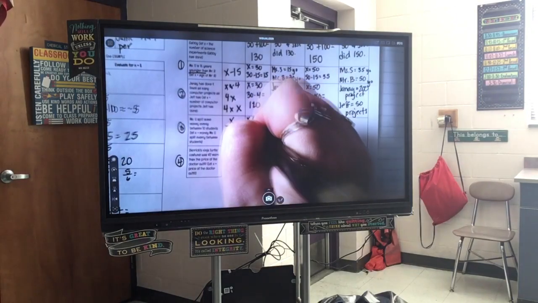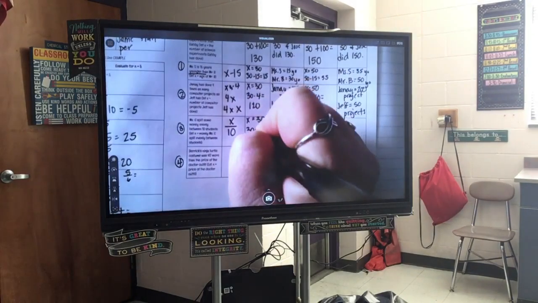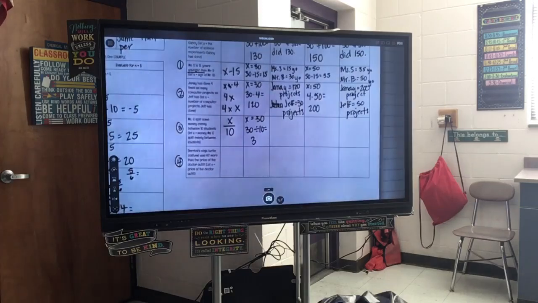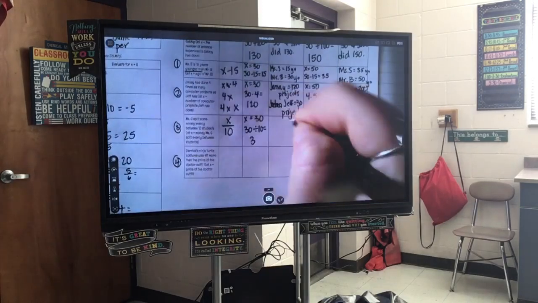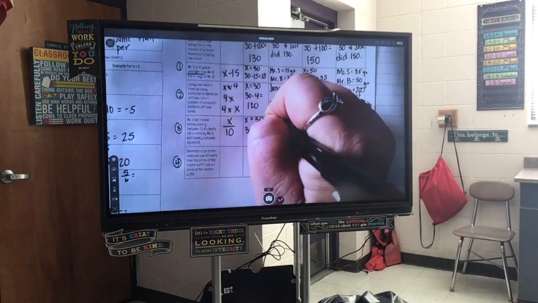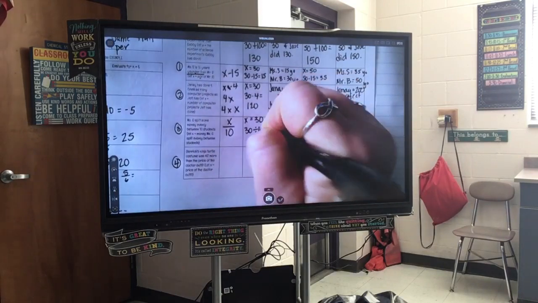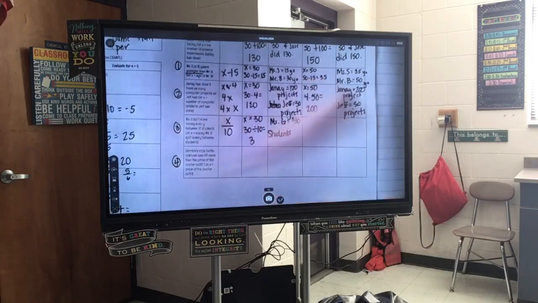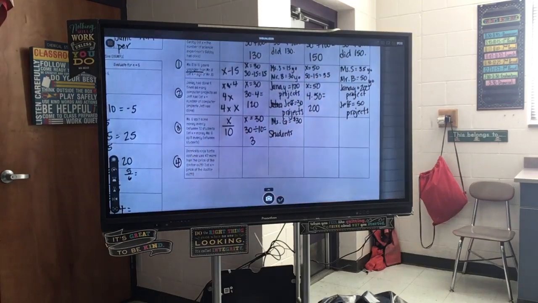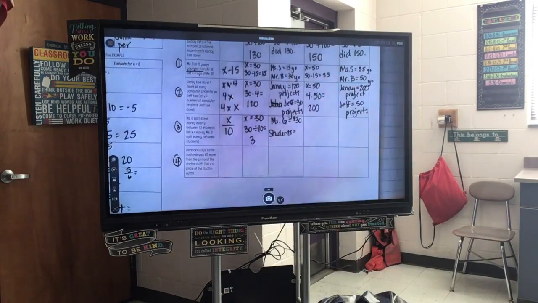30 divided by 10, which gives us 3. All right, and that means what? There's $30 split between 10 students. So Miss G has 30, yes, and the students have how much? 3. Yes.